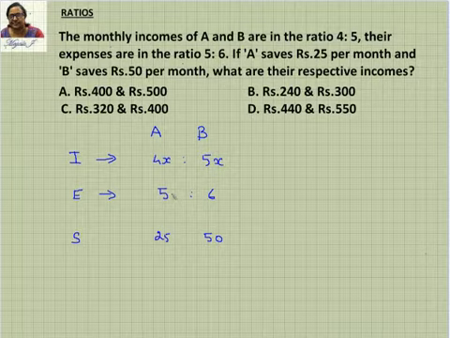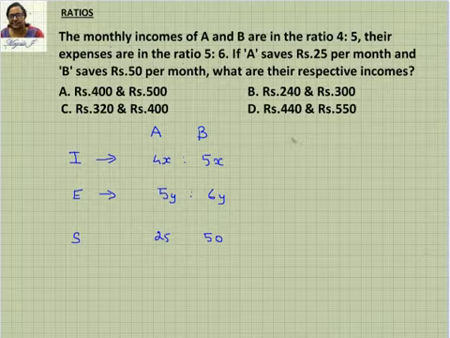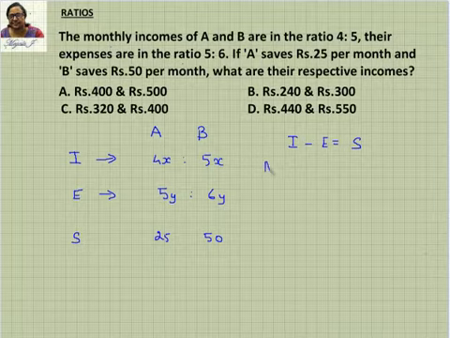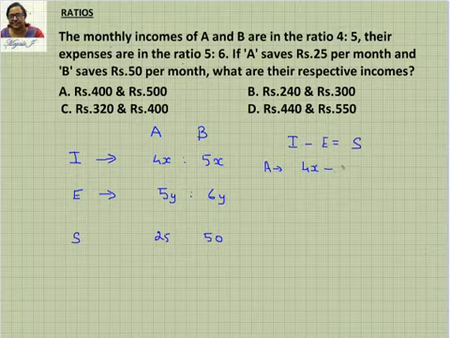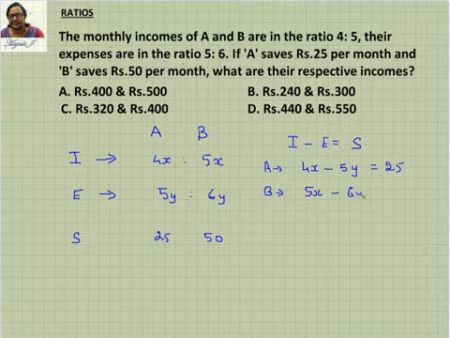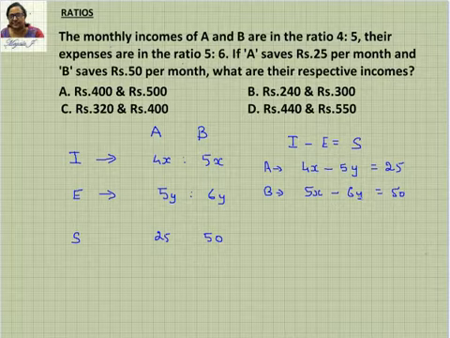This is another ratio, not the same one, so you can't have the same variable. You have to have a different variable. And now you know that income minus expenses is going to give you the savings, so you can just write this. What is income here? In the case of A, the income is 4x, expense is given as 5y, and the savings is given as 25. In the case of B, the income is 5x, expense is 6y, and the saving is 50. So you have two equations and two variables, so it's easy to solve.